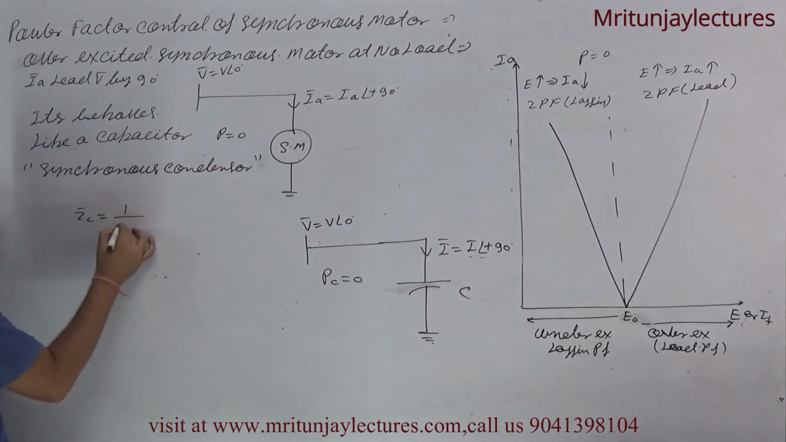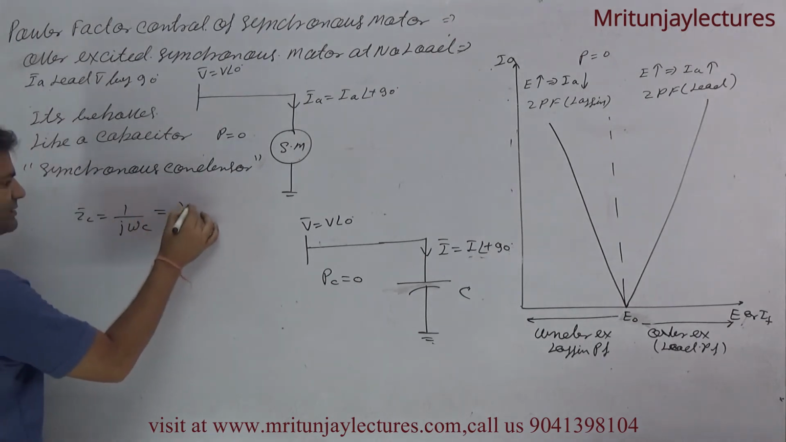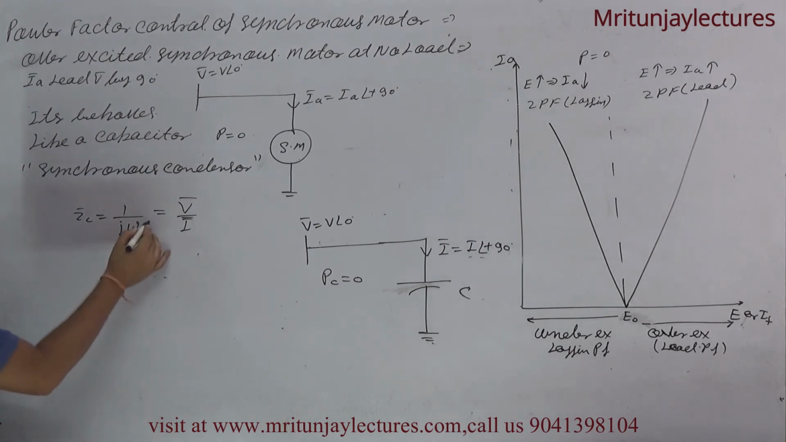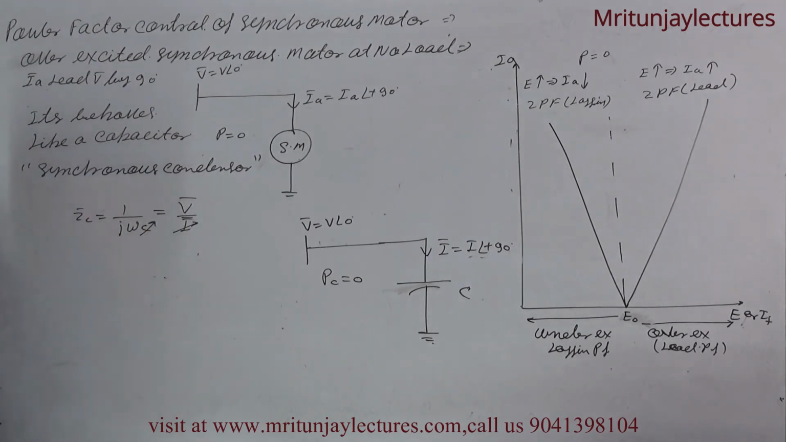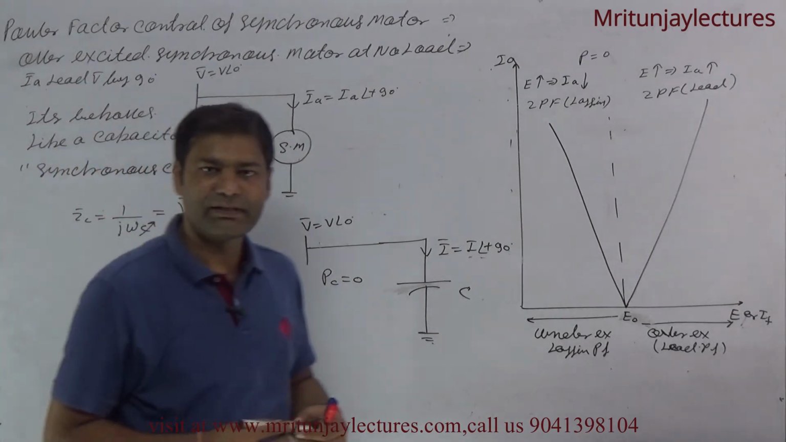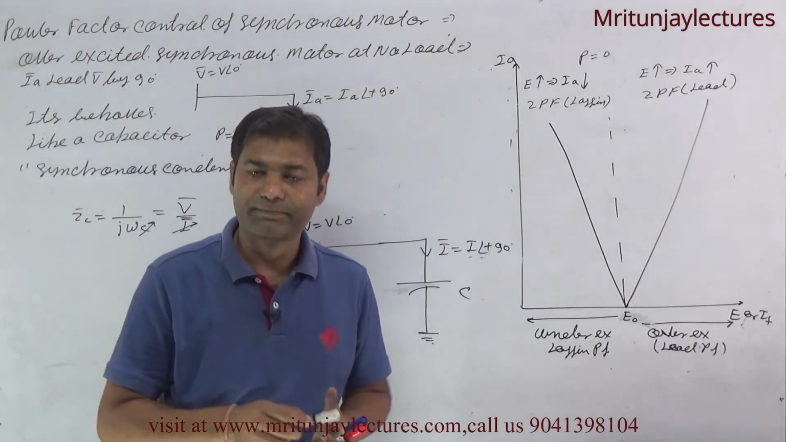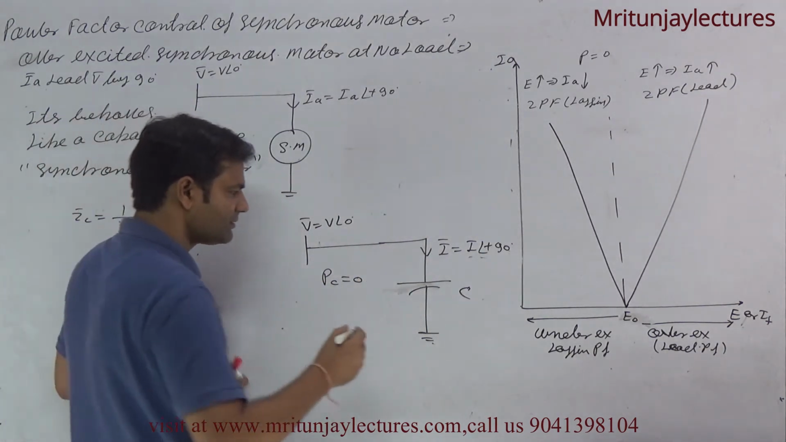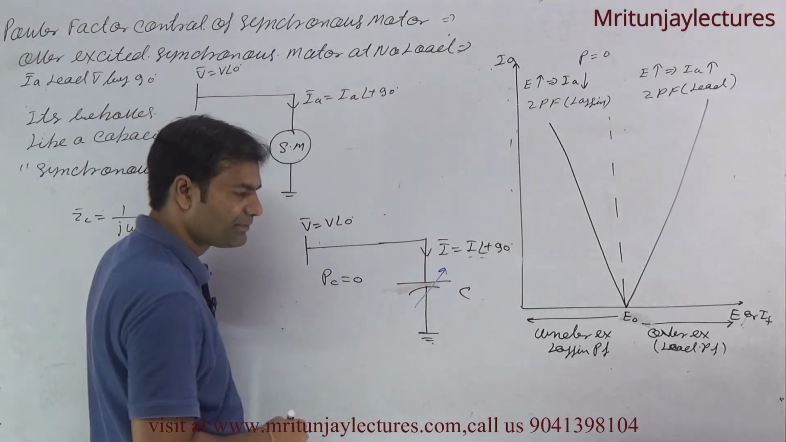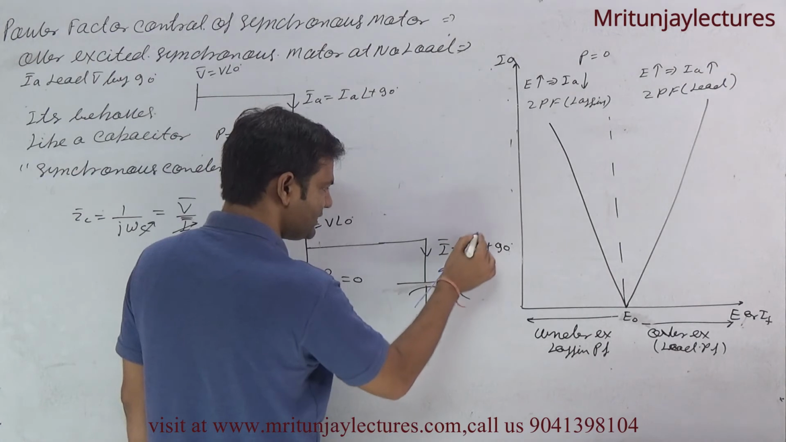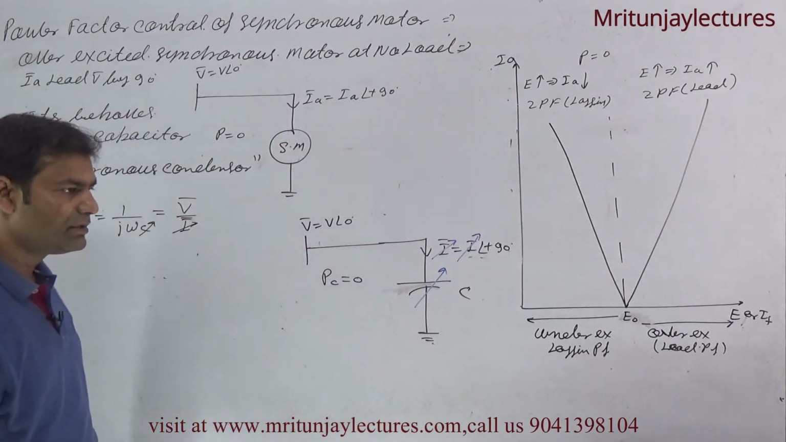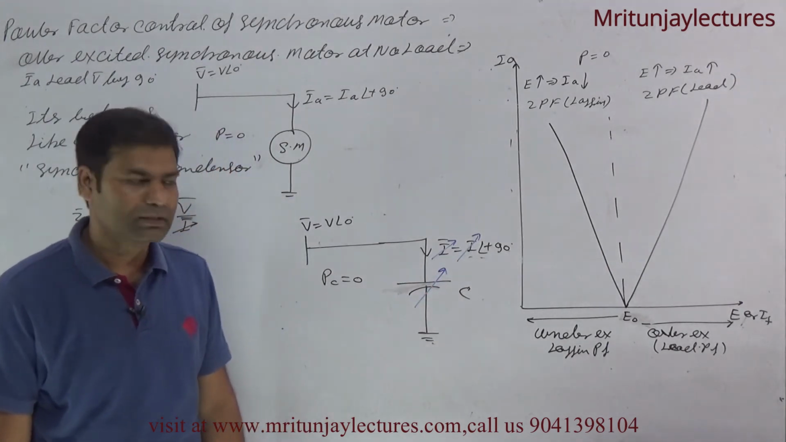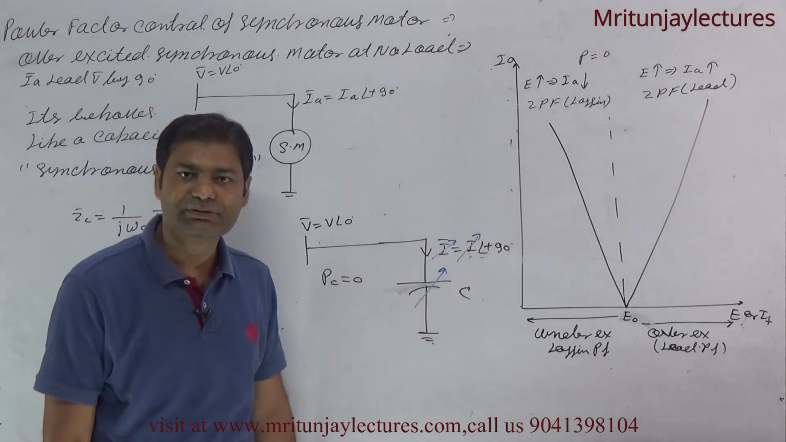Now in the case of capacitance, Zc will be equal to 1 upon j omega c, and this is also written as V by IC. Now if the capacitor is changed, then I is also changed. If C varies, then I varies. If that is a variable capacitor, then the current is also changed. It means the capacitor controls I.